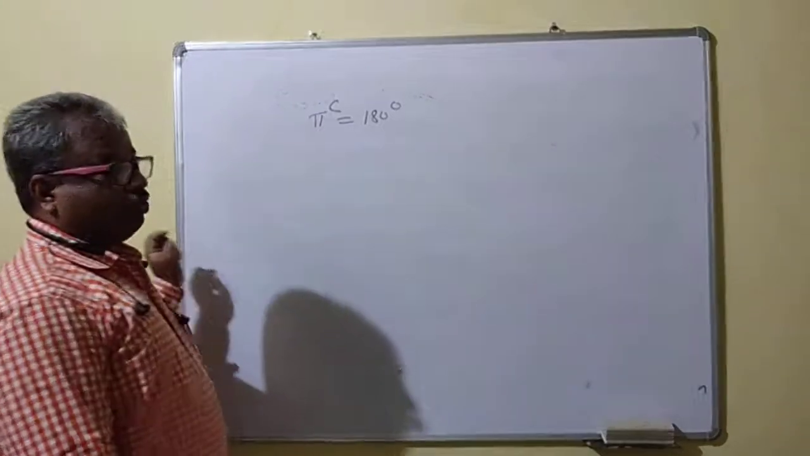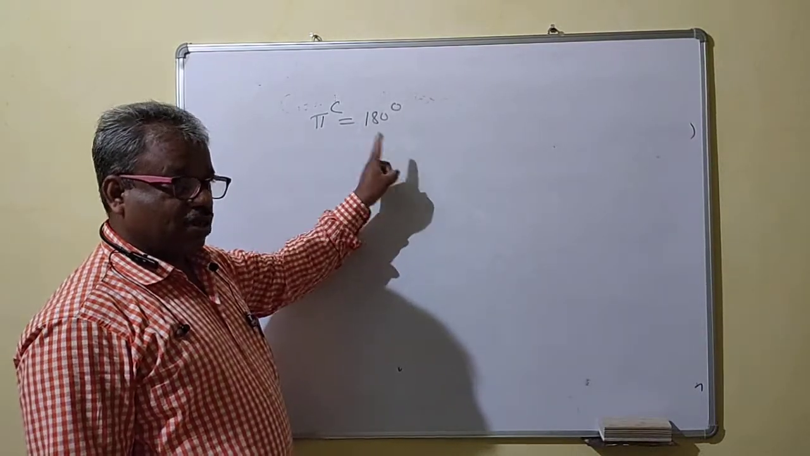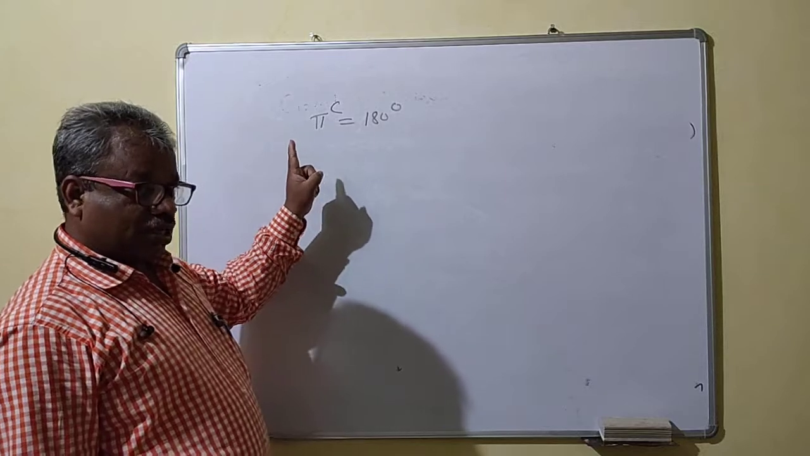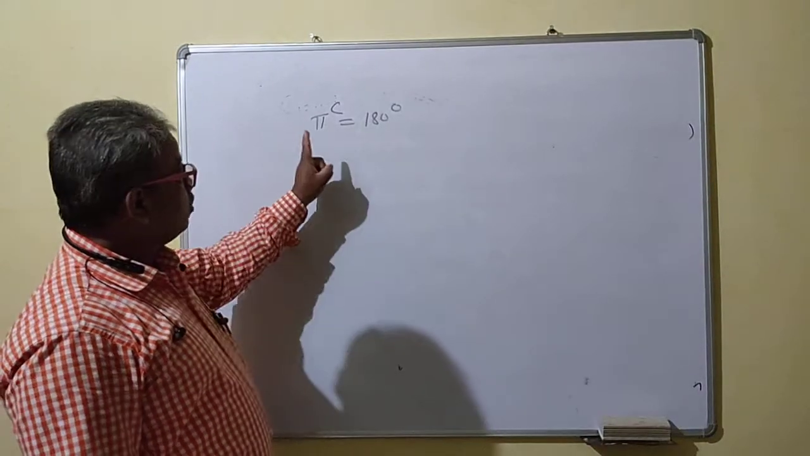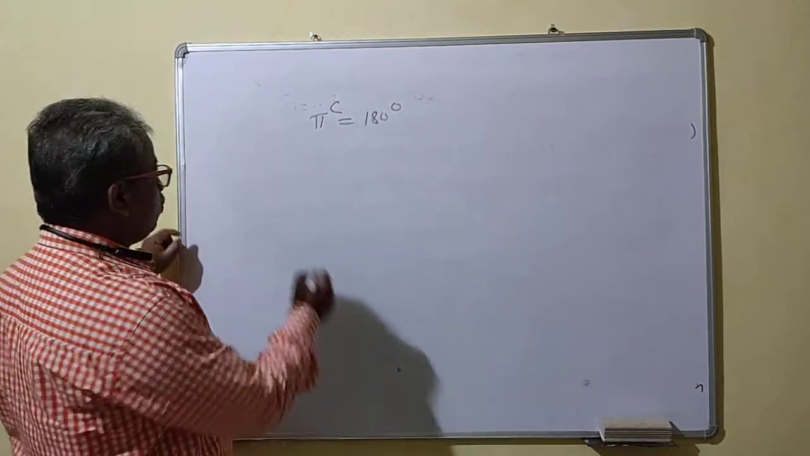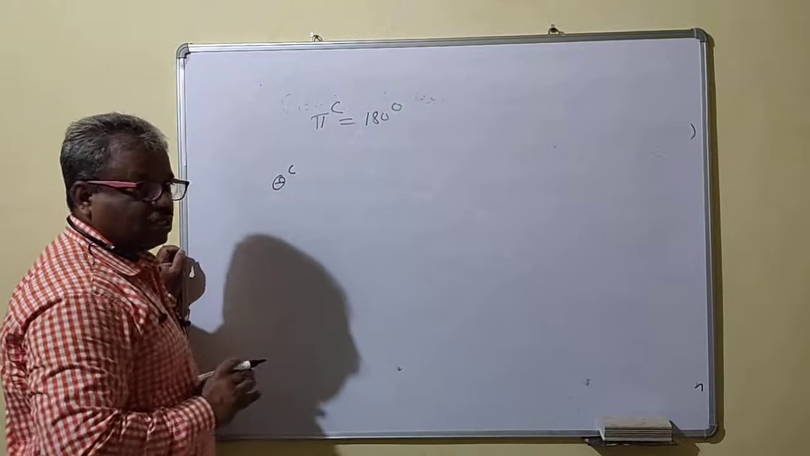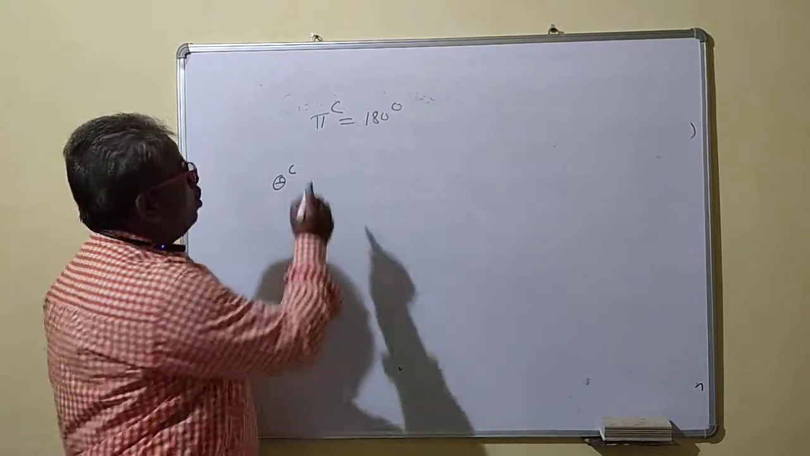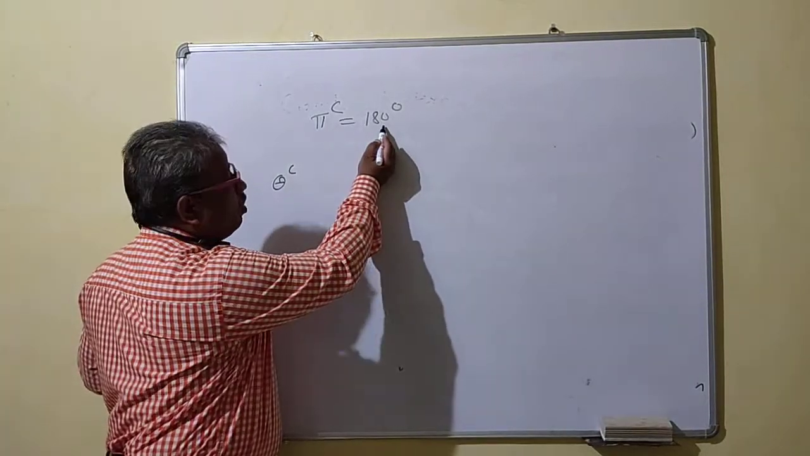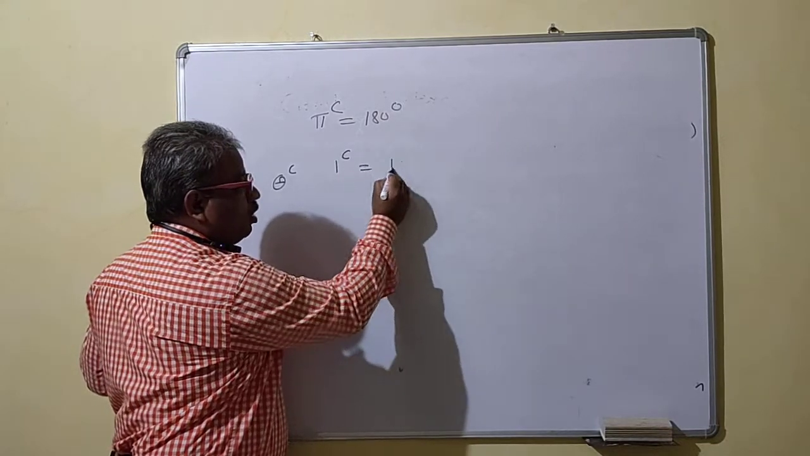Remember this. With the help of this relation, you can convert radian measure into degree measure, or degree measure into radian measure. Suppose we want to express radian measure in terms of degree. That means suppose we have theta radian, and we want to convert this in terms of degree. So what will we do? Pi radian is the same as 180 degree. So 1 radian is the same as what?